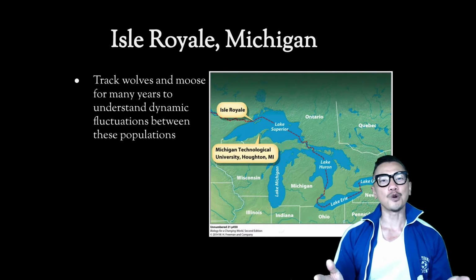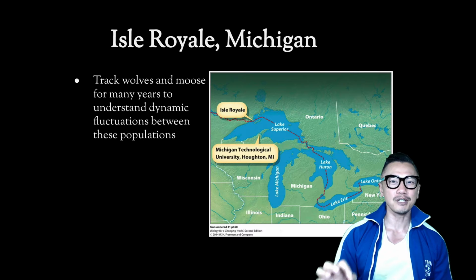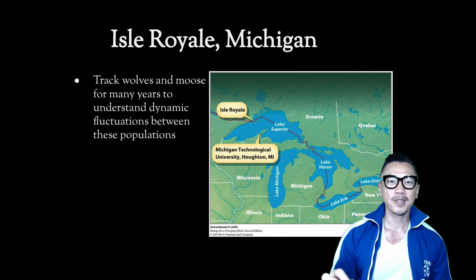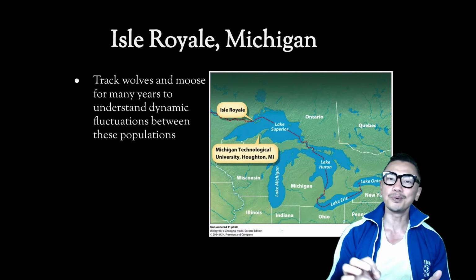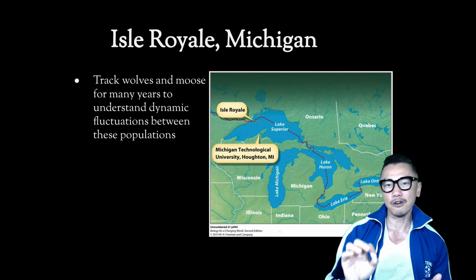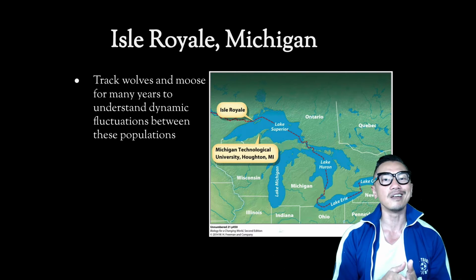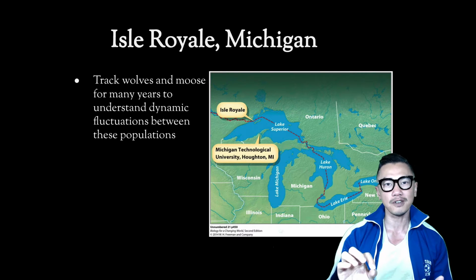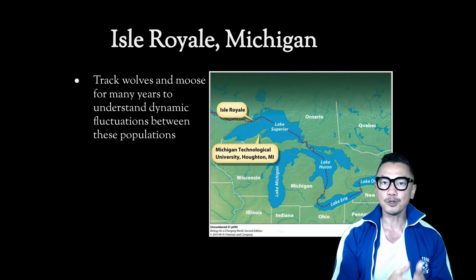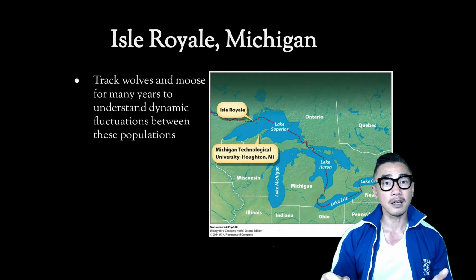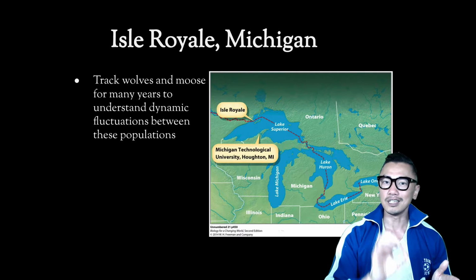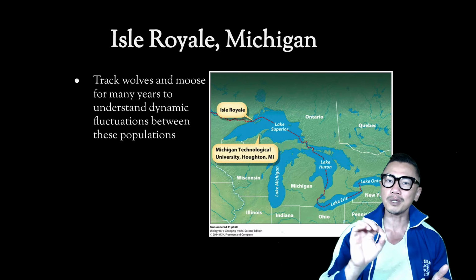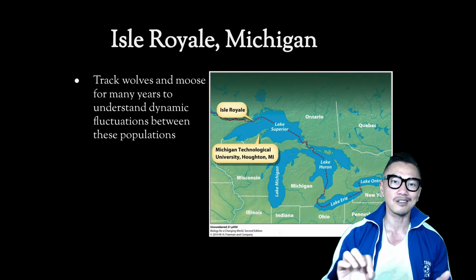This ecological work has been coordinated by the Michigan Technological University. The purpose of the project has been to track wolves and moose over many years to understand the dynamic fluctuations between these two specific populations. In doing so, we can better understand how two species can influence each other and also be influenced by their non-living environment.